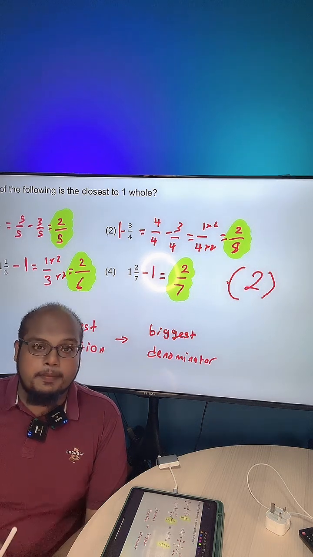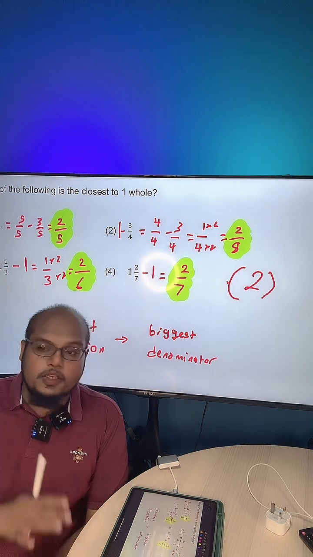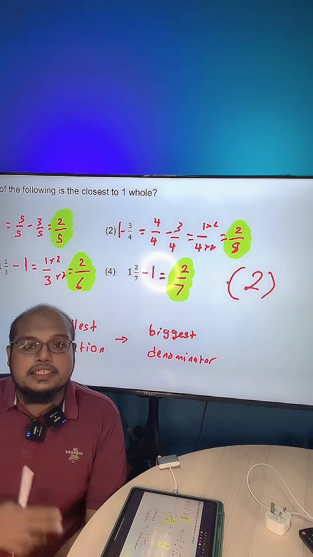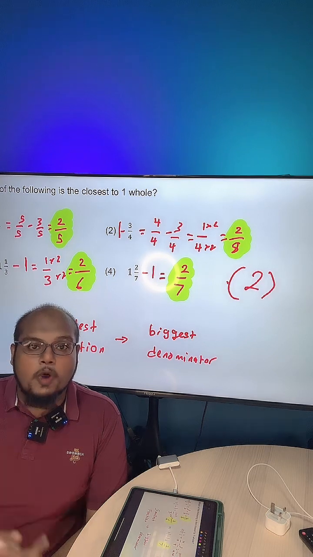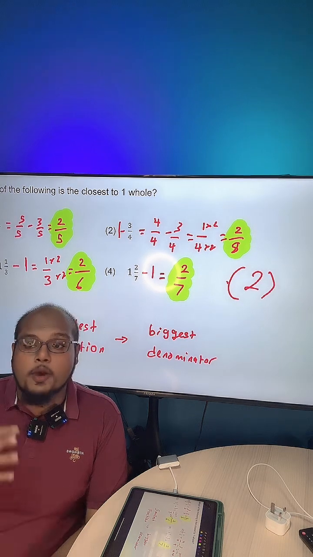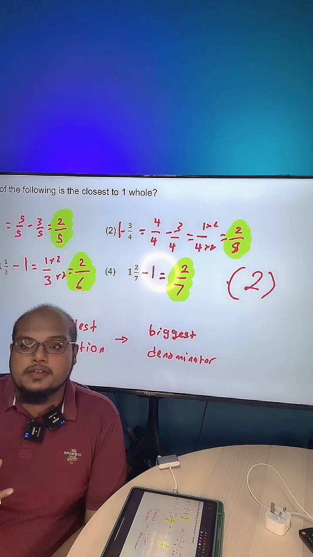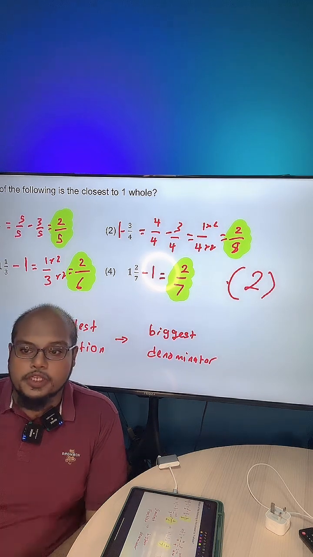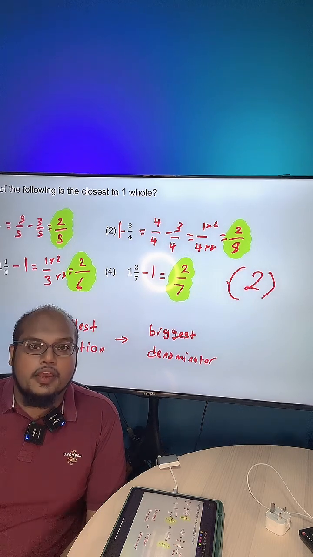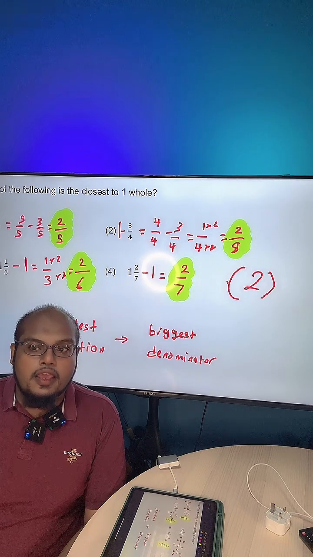Only when the numerators are the same, then you can compare this way. The biggest denominator is the smallest fraction. Then what if you need the largest fraction? Then the largest fraction will be the smallest denominator. If you are comparing the denominator, it will be the other way around. If you are comparing numerator, it's normal, like what you usually do. Smaller number means smaller fraction. Bigger number means bigger fraction. But if you are comparing denominator, it will be the other way around.